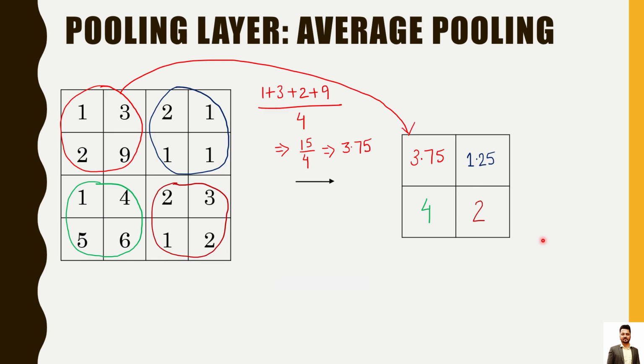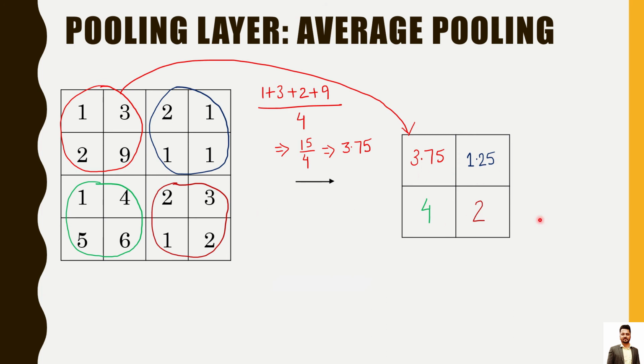Moving ahead, what is average pooling? In average pooling, you have to get the average of the 4 values inside the filter. So let's say that you are using average pooling over a 2 cross 2 size of filter with a stride of 2. You will have to do the average of all the 4 numbers inside that. So 1, 3, 2 and 9, the sum is 15 and the average is 3.75. 3.75 is put here. Similarly 1.25, 4 and 2, you can verify on your end.